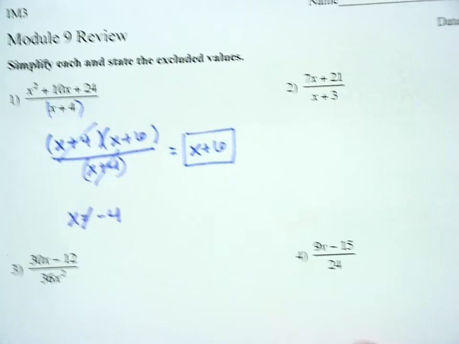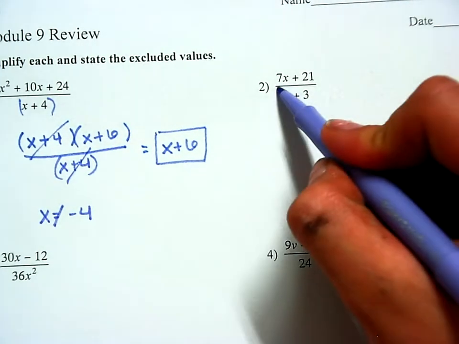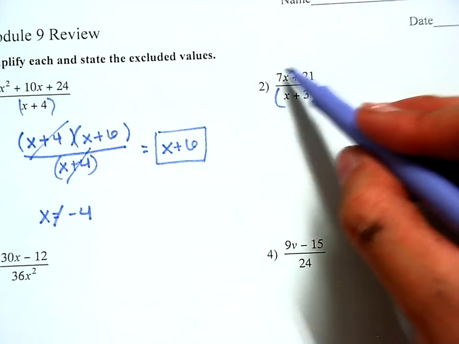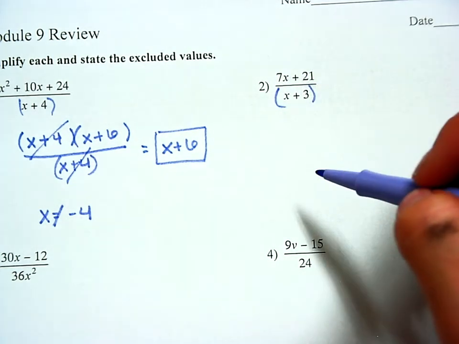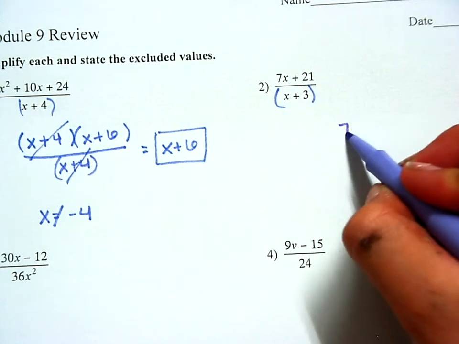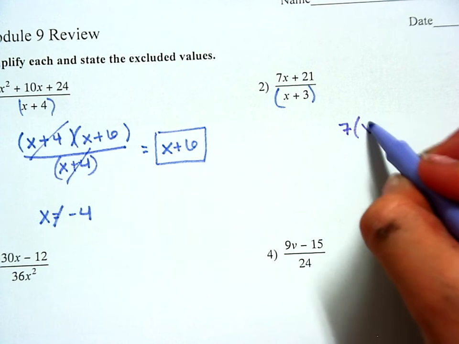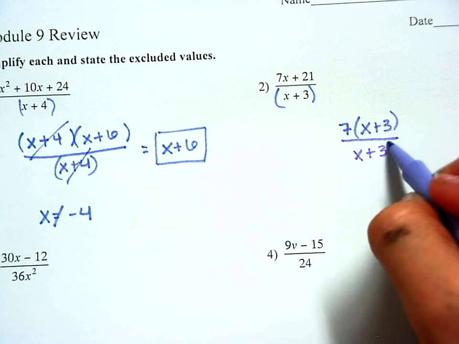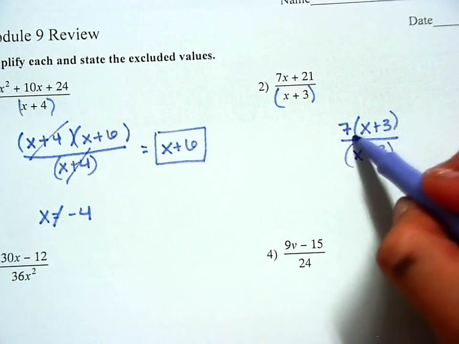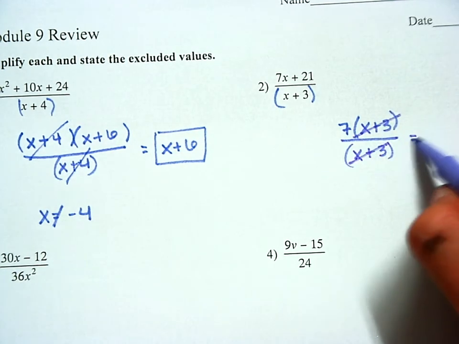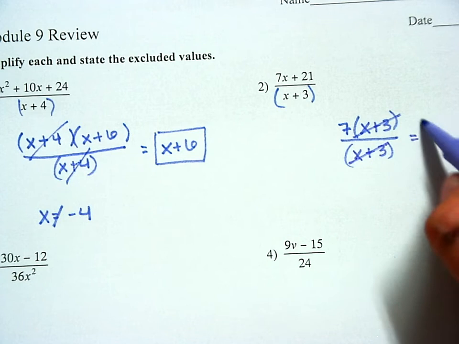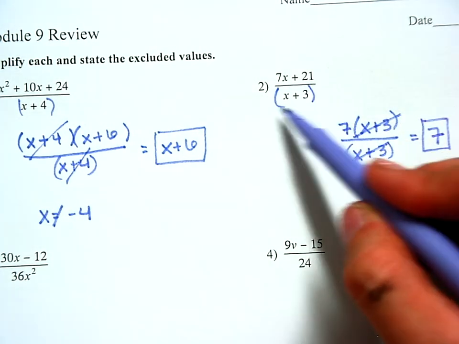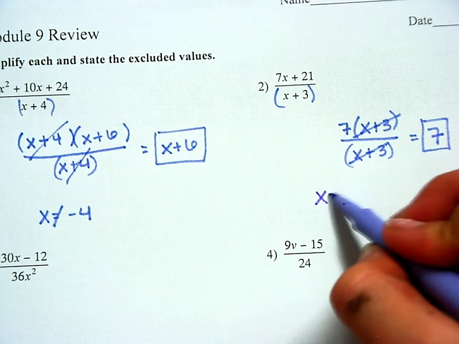All right, next one. Again, factor, factor, factor. Denominator is already factored, but I can rewrite this numerator. Well, I see that both of these terms have a 7 in common. So I'm going to factor out a 7, and what's left is x plus 3, and then write your denominator. All right, so you'll see now here, my x plus 3's are going to cancel, and I just have 7.